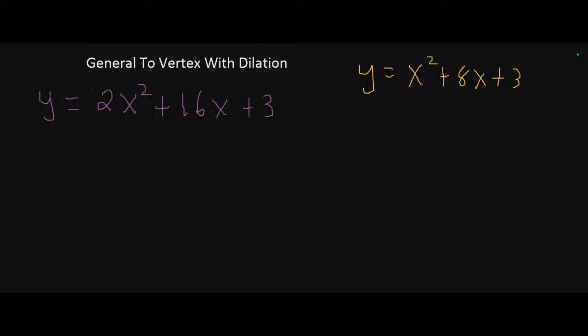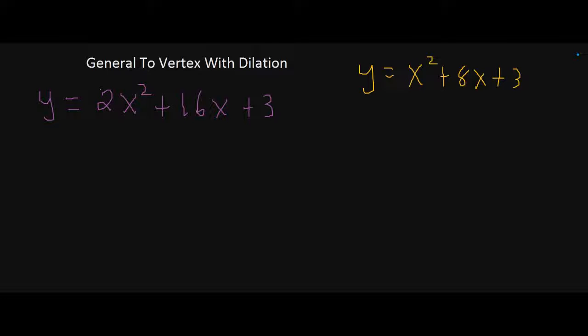All right, and so when we want to go from general to vertex form with a dilation variable, we want to somehow change it to look something like this, where we can see x squared just has a 1 in front. So ideally, I just want a 1 in here. When we work through this, we just got to think to ourselves, what can I do so that I can get rid of the 2 from the x squared? How can we distribute it out? How can we pull it out?